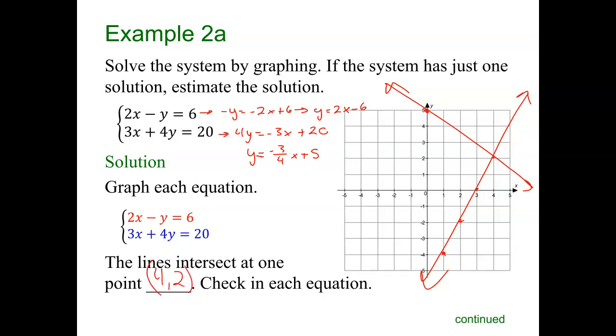Now we're going to check it. We're going to prove it. We're going to verify it algebraically, which is just like what we did on our first two examples. We're going to take that point and we're going to plug it into both equations.